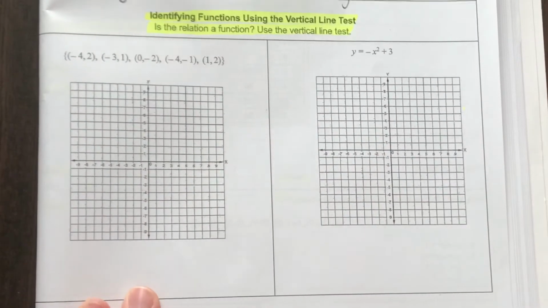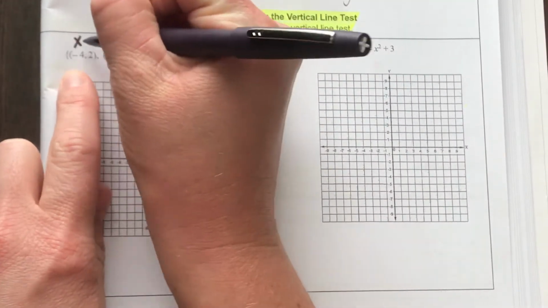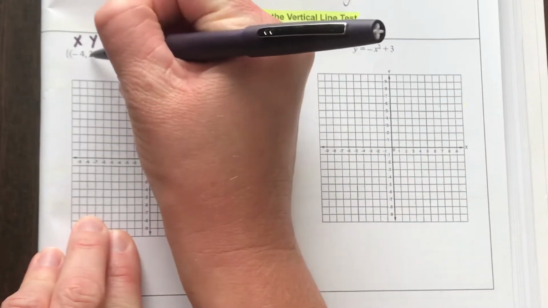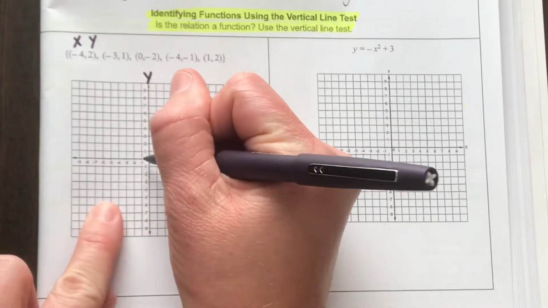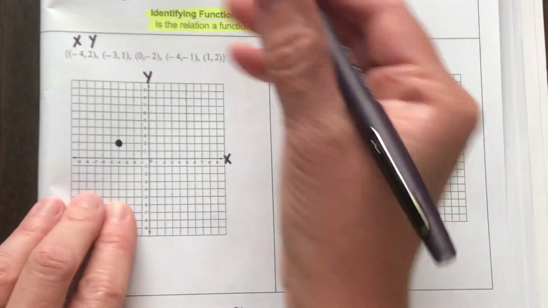So the first thing I'm going to do with this set of points is graph these points on the grid here. So I'm going to start with the point (-4, 2). Now don't forget, your x-axis going left to right is first, and the y comes second, and that's going to go up and down. So I'm going to go left 4, 1, 2, 3, 4, and up 2. So there's my first point.